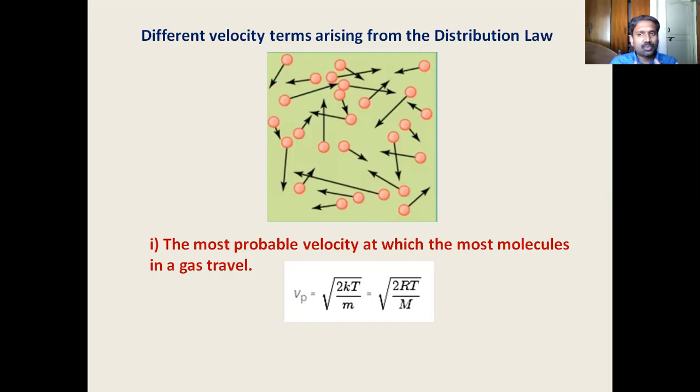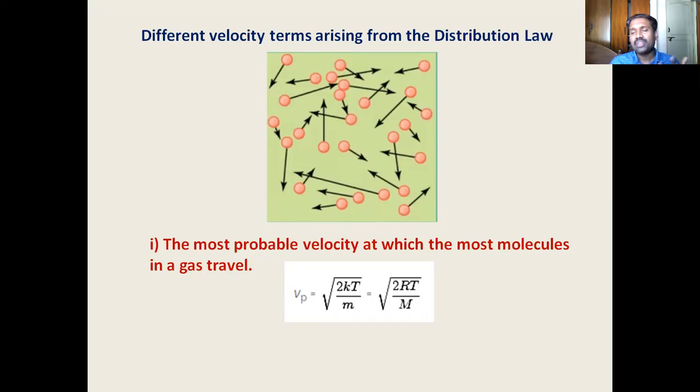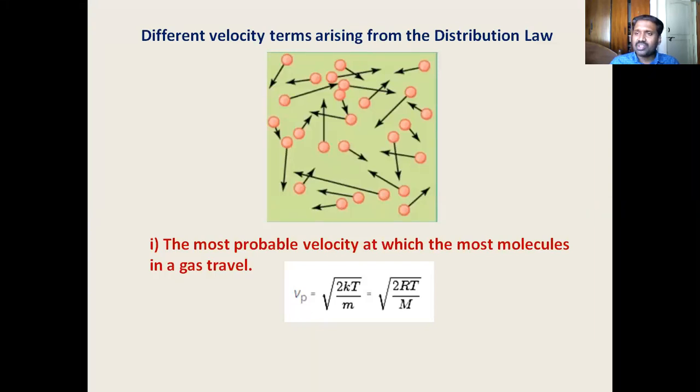But look at the expression for most probable velocity. Once again, what is most probable velocity? It's the velocity that the maximum number of molecules are possessing in a gas sample. You can calculate that simply by knowing the temperature and the molecular weight of the gas. And how did we arrive at this expression? By using our Maxwell-Boltzmann distribution law and differentiating, since it's a differential equation. So it's a very handy equation. Most probable velocity is directly calculable using this formula.